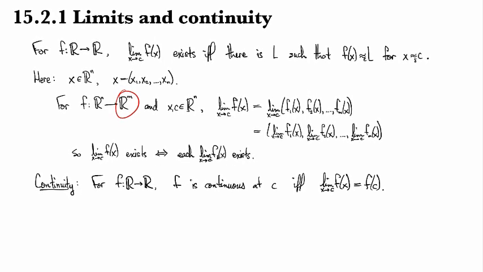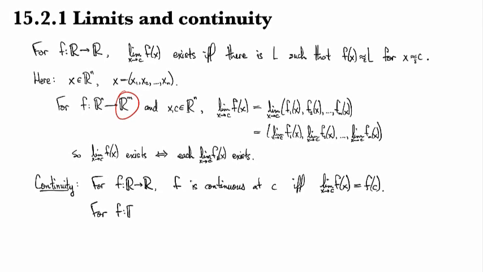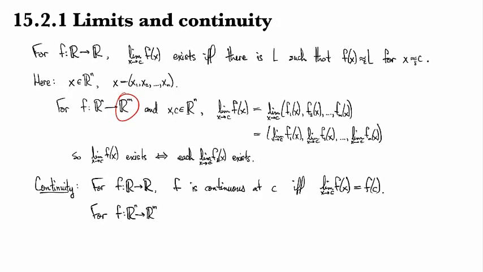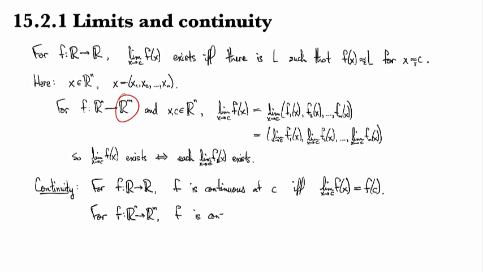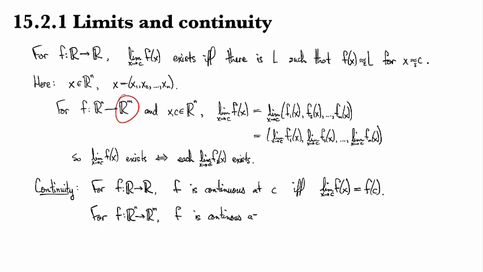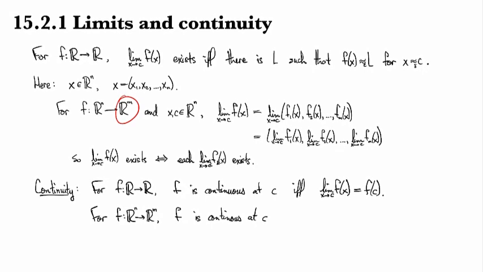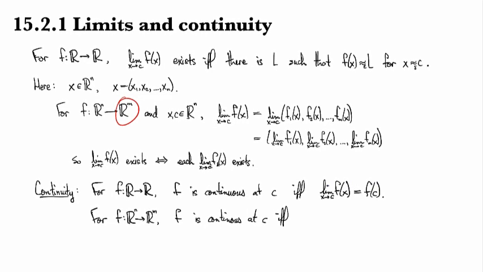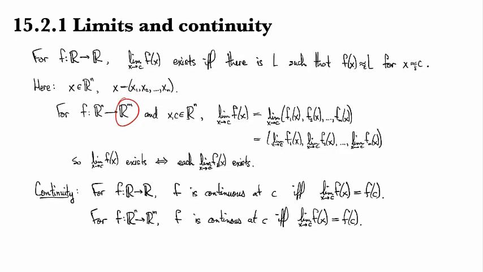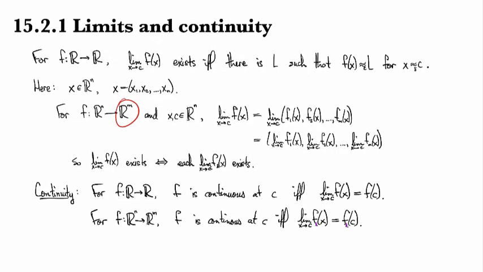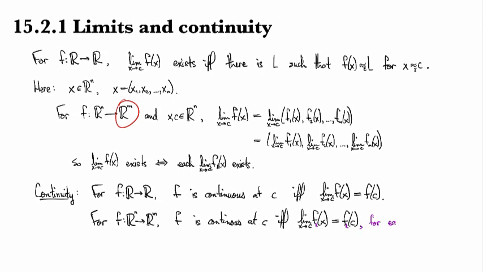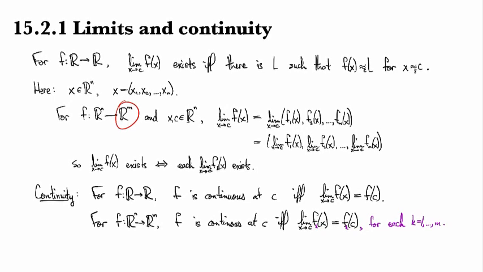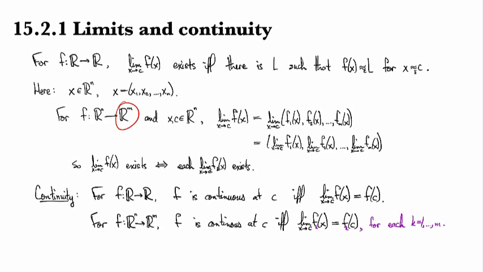And so now for a function from Rn to Rm, f is continuous at a point c, which is now a point in Rn, if and only if, we have the same thing, except now this is for each component function. Okay. So that takes care of the generalization of R changing to Rm in the codomain.